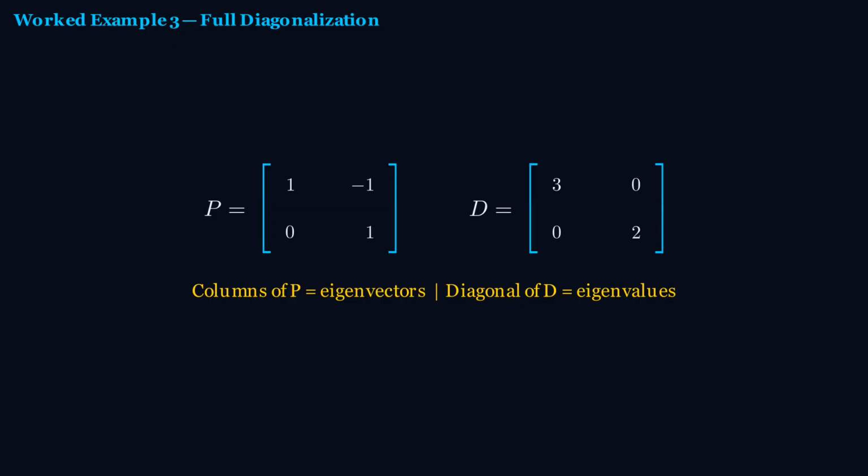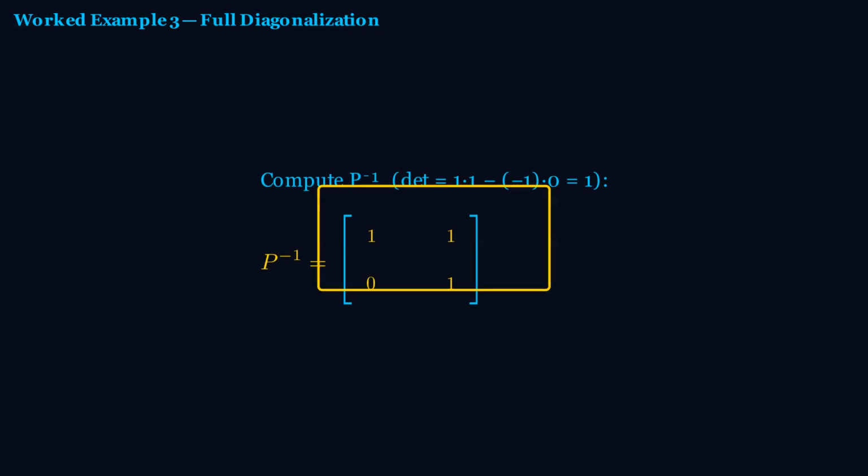Build P by placing eigenvectors as columns. First column is 1, 0 and second column is negative 1, 1. Build D as the diagonal matrix with entries 3 and 2. Compute P inverse for the matrix P with first row 1, negative 1 and second row 0, 1.